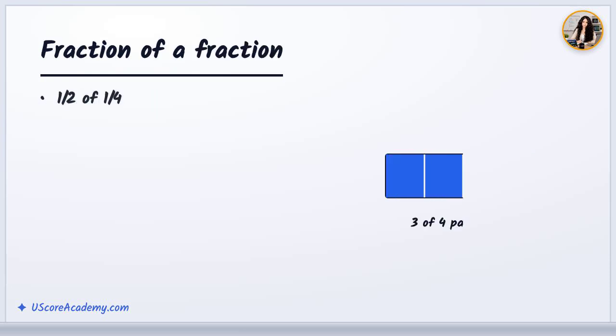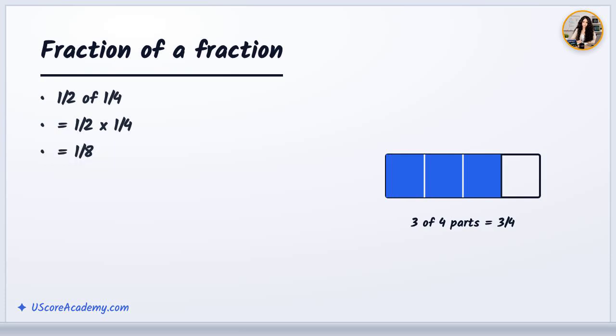The word "of" means multiply. 1/2 of 1/4 means 1/2 times 1/4. That gives 1/8. Notice the answer is smaller because we took only part of a part.